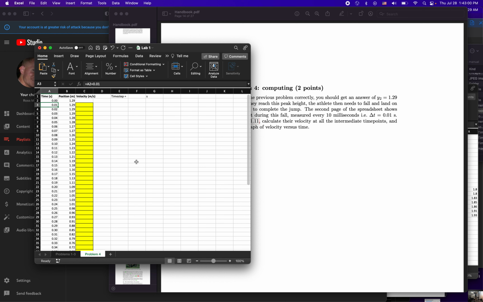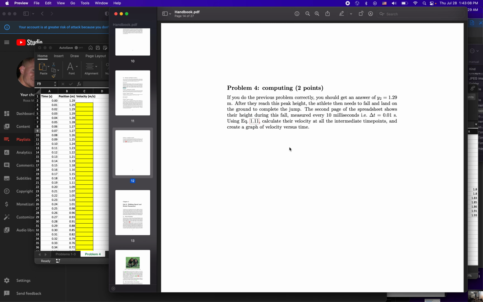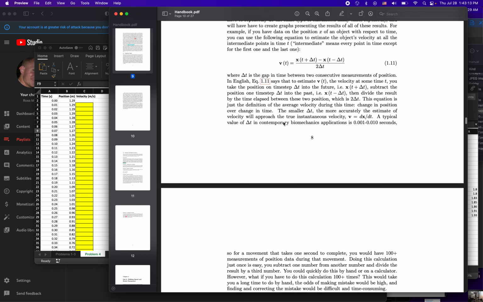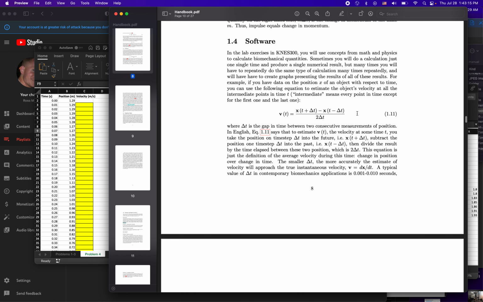And so we're asked from that position data as a function of time to calculate their velocity as a function of time. And to do that, we're told to use equation 111 here. Let's go back and review what that was. And that's this equation here.